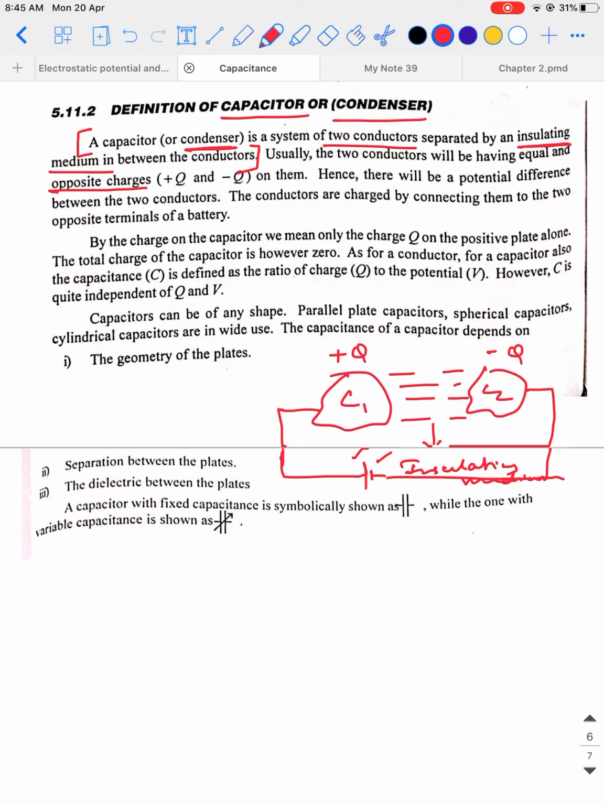Now we will be using the term like this. We will say the charge on the capacitor. When we say charge on the capacitor, we are trying to say the charge on either of the plates. So that's what this point is. By the charge on the capacitor, we mean only the charge Q on the positive plate alone. If you see the total charge of the capacitor, it is 0.